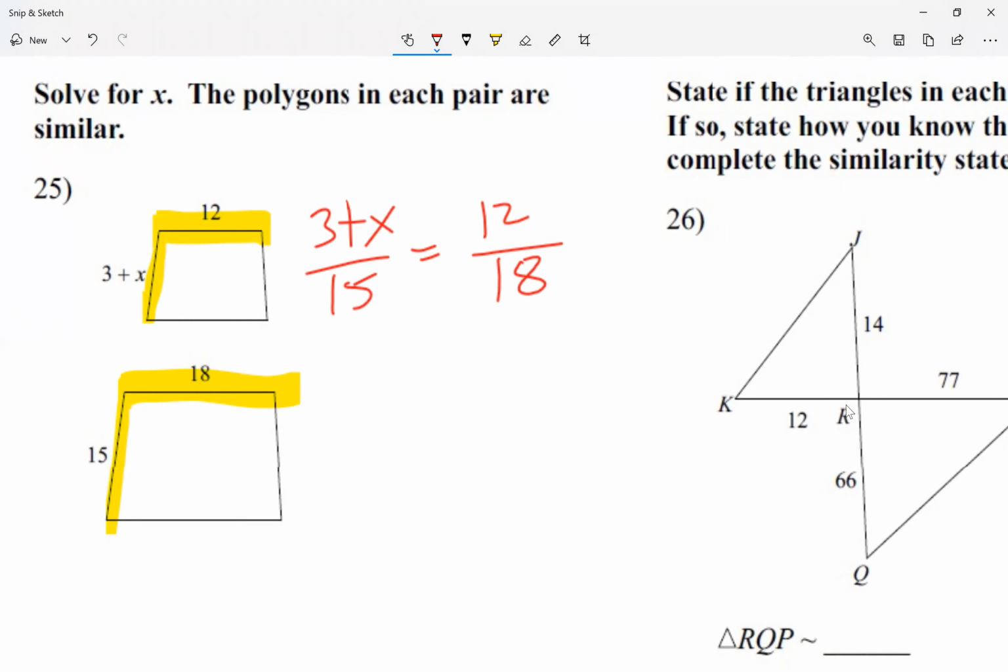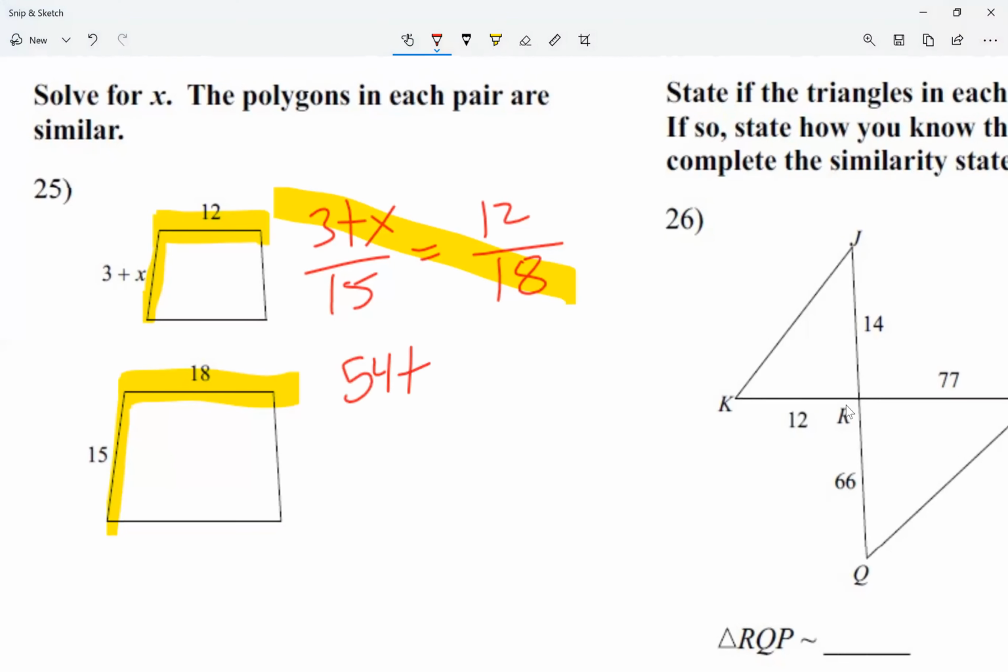And then I'm just going to cross multiply. 18 times 3 is 54. So I have 54 plus 18X. Because of the plus sign, I had to go 18 times 3 and 18 times X. Now for the other side, I have to go 15 times 12. That is 180. Okay, so 54 plus 18X equals 180.